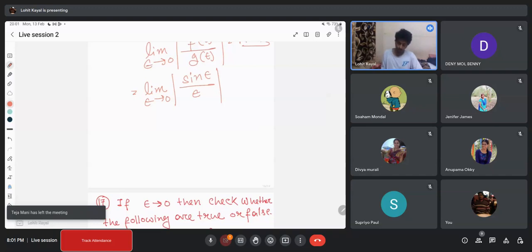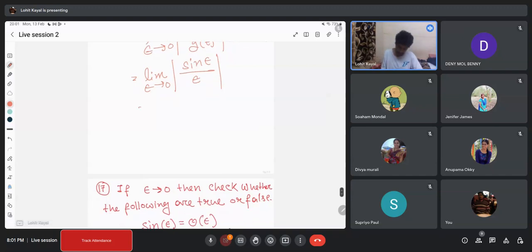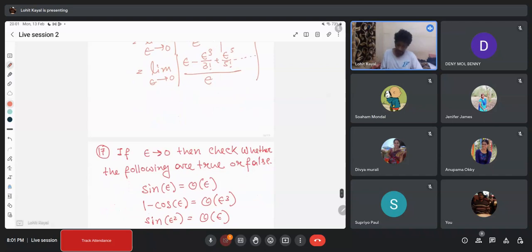Now when epsilon is very, very small, what is the expression? Epsilon minus epsilon cube by factorial 3 plus epsilon to the power 5 by factorial 5 minus dot dot dot, all divided by epsilon. If I just divide it and use the limit, you will see that the number appearing is 1, which is a finite number. So f epsilon is of order g epsilon when epsilon tends to 0.